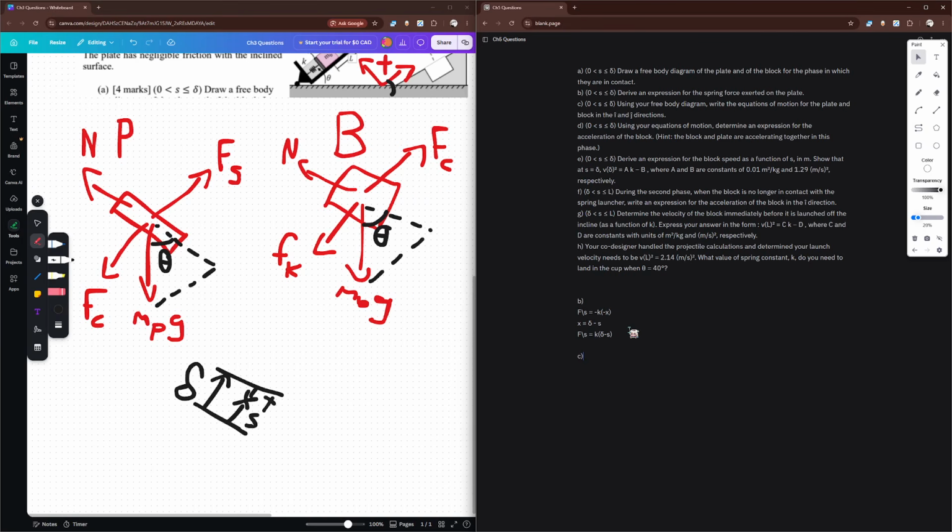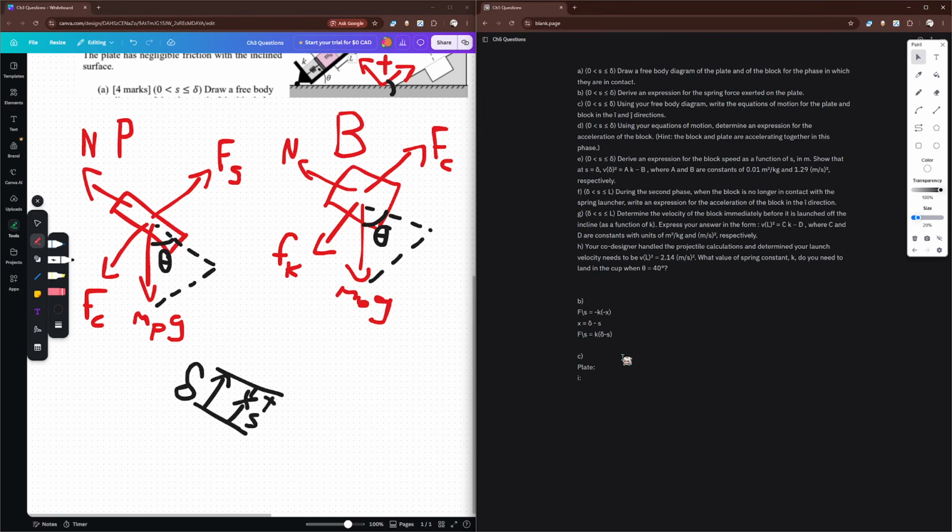Okay, so on to C. Using your free body diagram, write the equations of motion for the plate and block in the i and j directions. And as you can see here, we have hints of what phase we're in for each part of the question. So here, we are between 0 and delta, which is 0.1 meters. So we need this for the plate and the block. I'm going to start with the plate in the i direction.